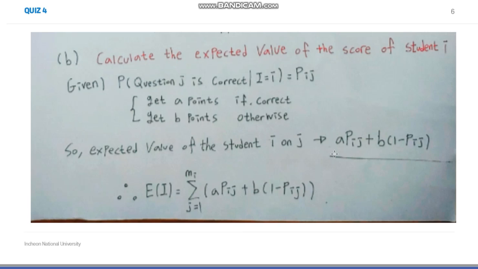So we should calculate the score of student I. So E_i is equal to the sum over j from 1 to m_i, and the equation is like here. So we can substitute j from 1 to m_i, and we can calculate the expected value of the score of student I.